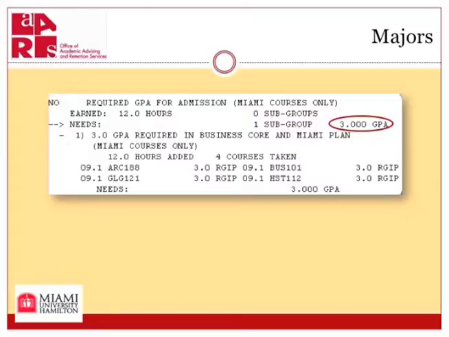This student is a pre-business student. Note that this student needs a 3.0 GPA in order to get into the School of Business. Their business GPA is shown here. Take a look at your DAR to see what requirements, if any, you must meet in order to be accepted into your major.